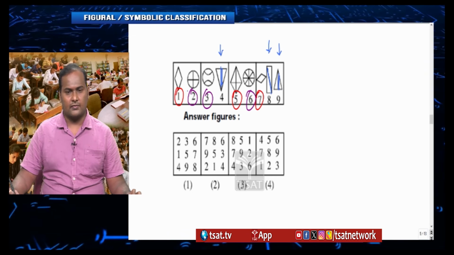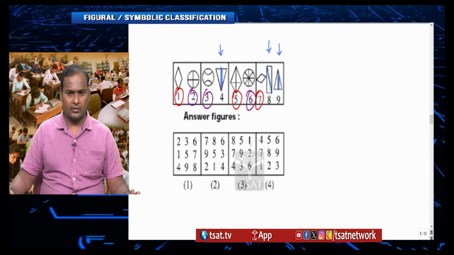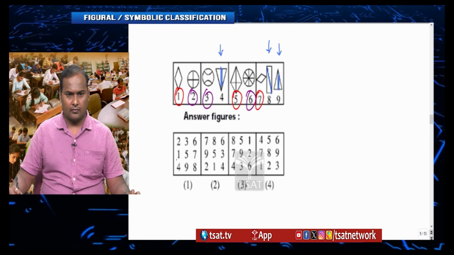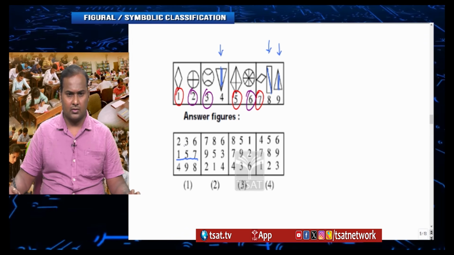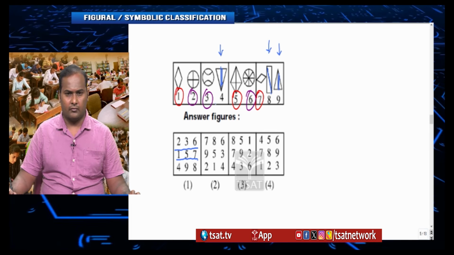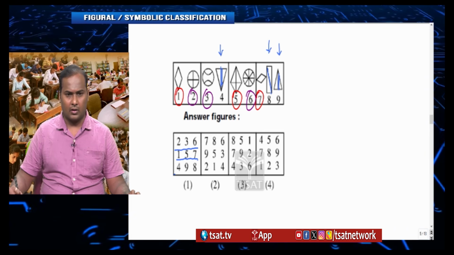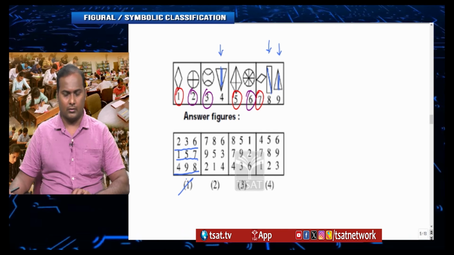So now let's find out the answer. So 1, 5, 7 forms one group. So check where is 1, 5, 7. In the same way, 2, 3, 6 forms another group. In the same way, the remaining 4, 8, 9 or 4, 9, 8 forms one more group. So your answer is option 1.